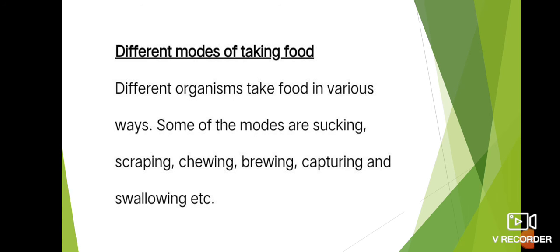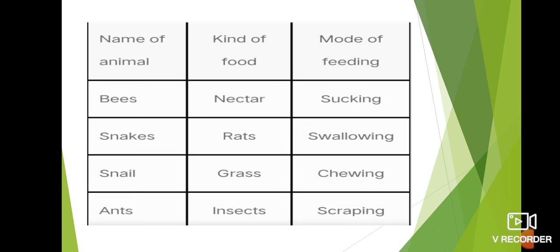Different modes of taking food. Different organisms take food in various ways. Some of the modes are sucking, scraping, chewing, capturing, and swallowing, etc. Look at this table. Bees. Kind of food is nectar, mode of feeding is sucking. Snakes. Kind of food is rats, mode of feeding is swallowing. Snail. Kind of food is grass, mode of feeding is chewing.